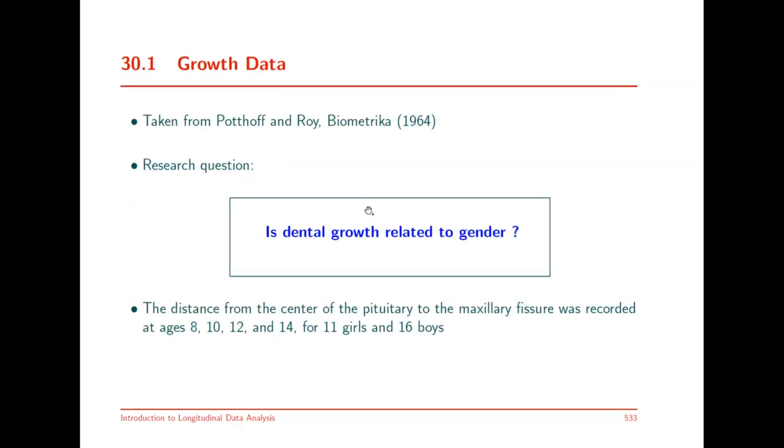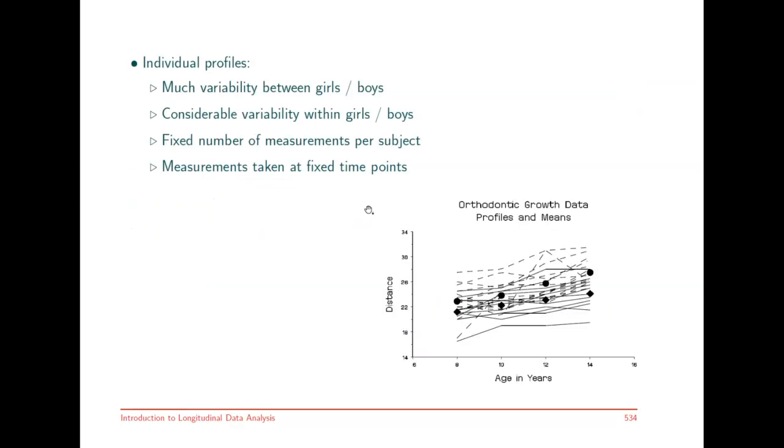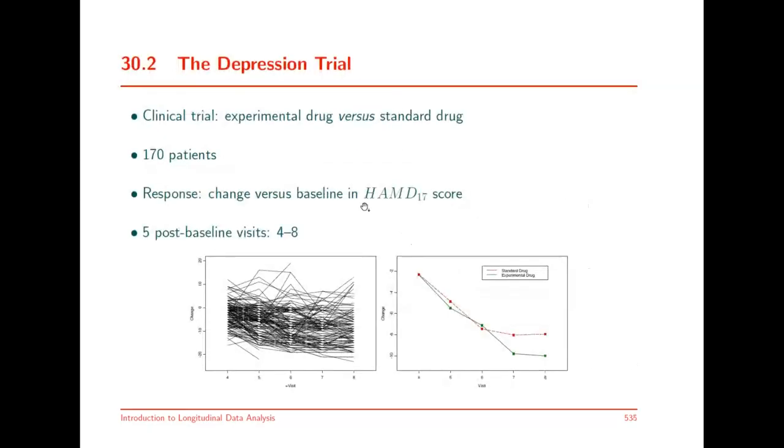So that is the dental data set. Then there is the depression trial, a genuine data set, a clinical trial where 2 treatment arms are compared for the effect of an experimental drug versus a standard drug in terms of alleviation of depression using the Hamilton score. What you see here, of course, is a messy bunch of profiles. Some of the profiles end prematurely, both on the high end and the low end.